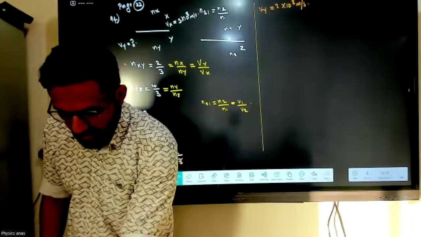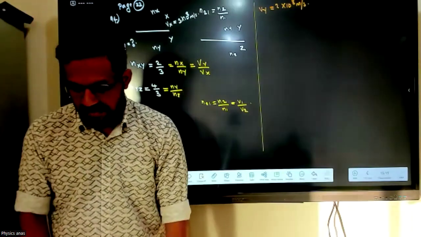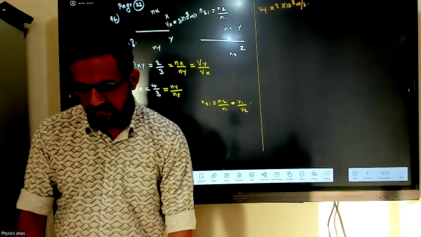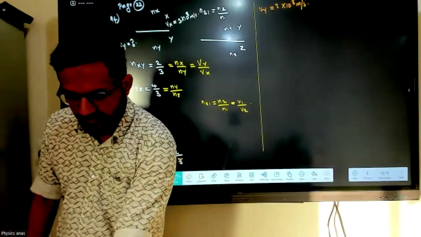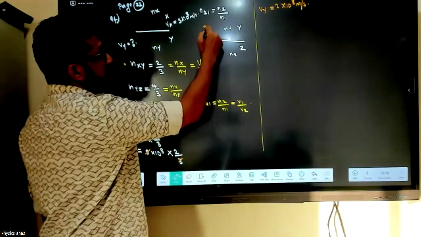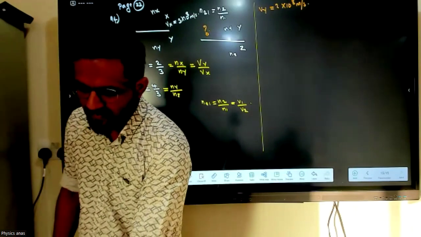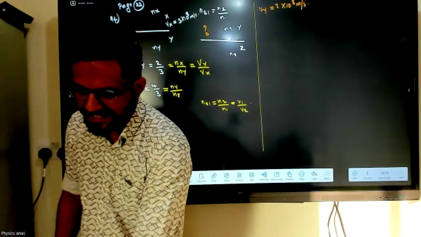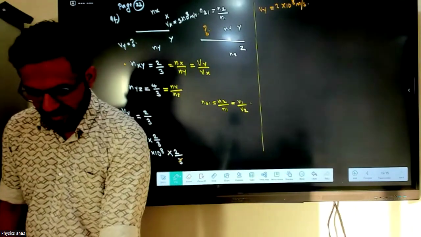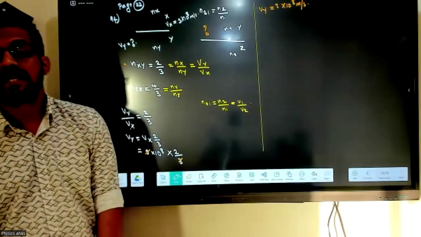And now look at the second part. If the speed of light in medium x is 3 into 10 raised to 8 meter per second, calculate the speed of light in medium y. That's the only question, right? Then why did they give us this 4 by 3 medium? Why this data? There is also: find the refractive index of medium z with respect to medium x. I didn't see that.